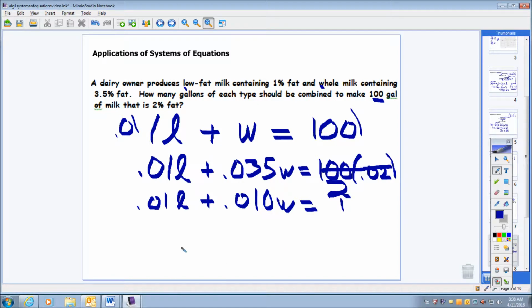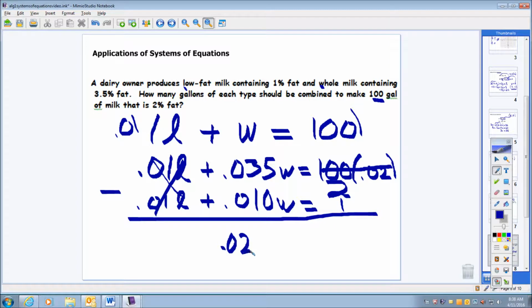Yeah. Now, subtract. These are gone. Be careful with this. You're going to get 0.025 W equals 1. Now, you take your calculator, and you take 1 divided by 0.025, you're going to get 40. You're actually going to get 40.